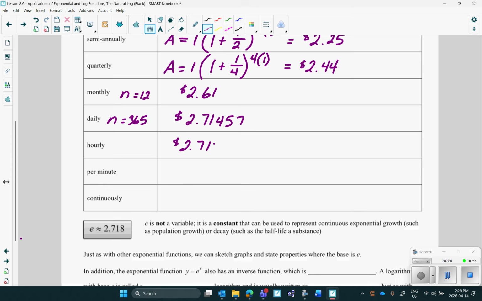So here we get 2.71813 per minute. We get 2.71828. Now it's getting really precise.